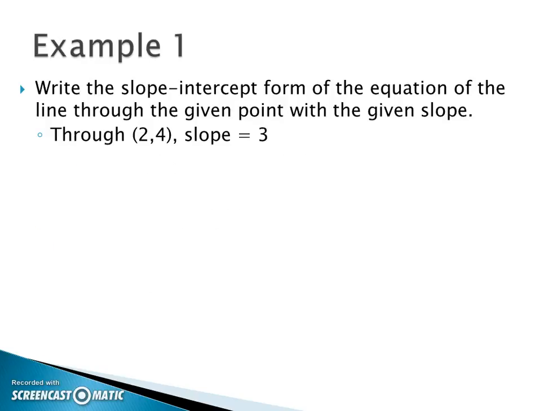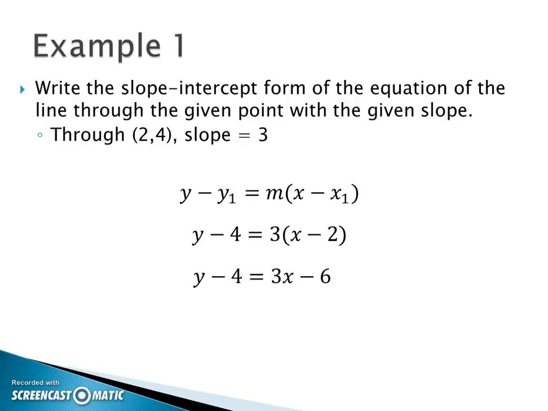So our first example, we're going to use point-slope form to find an equation in slope-intercept form. So we have our point (2, 4), which is our (x1, y1), and our slope 3, which is our m, so we're going to substitute in. So we get y − 4 = 3(x − 2). Distribute the 3, we get 3x − 6. And then we add 4 to get y by itself, and we get y = 3x − 2. And so that's our equation of our line.